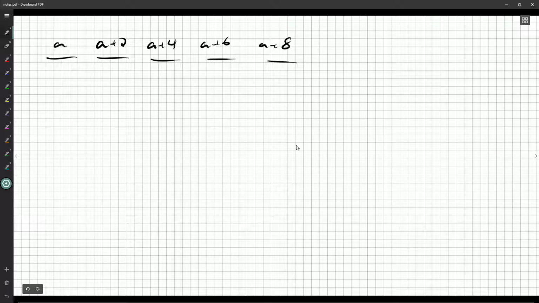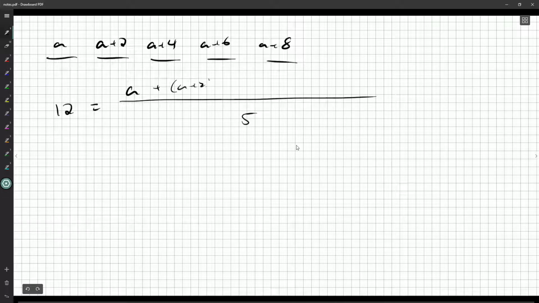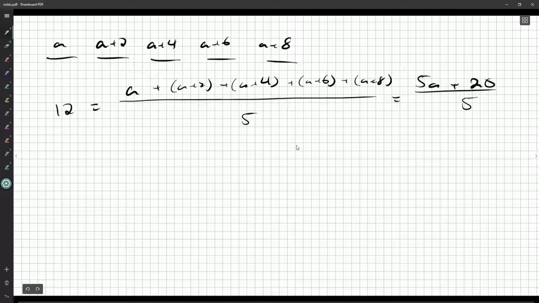So if the average is 12, how do you find averages? Well, you add everything up, and then you divide by how many numbers you added up, which in this case is 5. So A plus 2, A plus 4, A plus 6, and A plus 8. And you add those up, you'll get 5 A's, and then 2 and 4 is 6, another 6 is 12, and then 8 makes 20. Okay. So divide top and bottom by 5, so 5 A's divided by 5 is just an A. 20 divided by 5 is just 4. So 12 must be A plus 4.